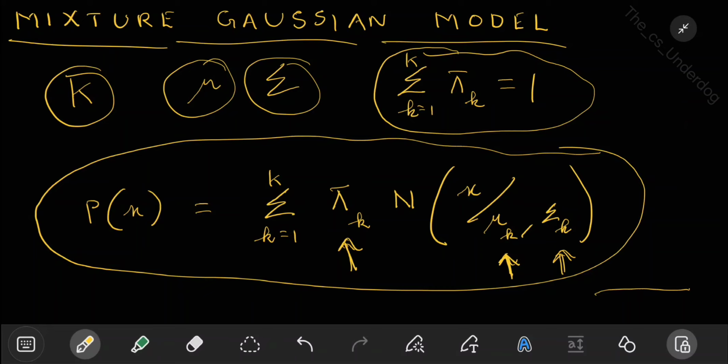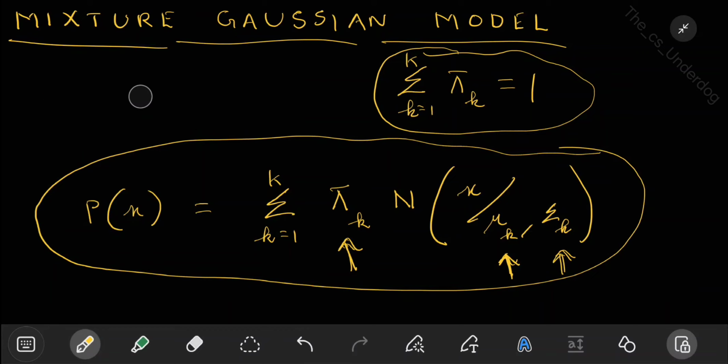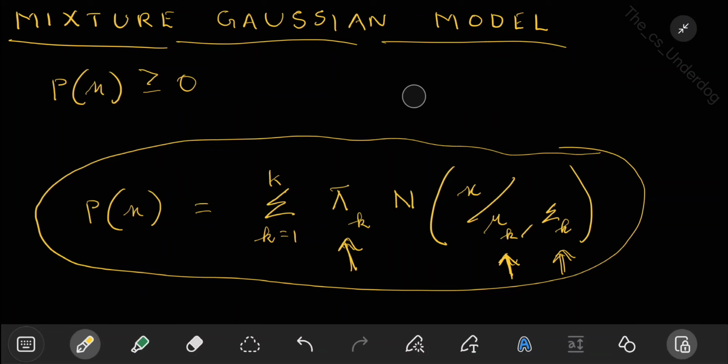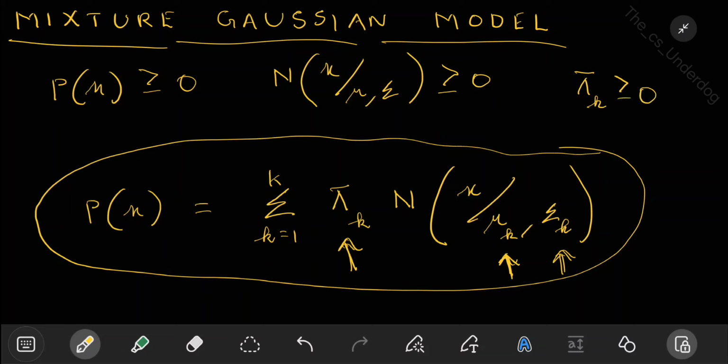The other conditions are similar for any probability that you take. First, your p of x should always be greater than or equal to 0. Probability can never go negative, so your probability density function should always give a positive value. The second thing is that any Gaussian should always be positive: N of x given mu sigma should always be positive. Each of the component Gaussians, by default, will be positive. And the other thing is that pi k, the coefficient, should always be positive.